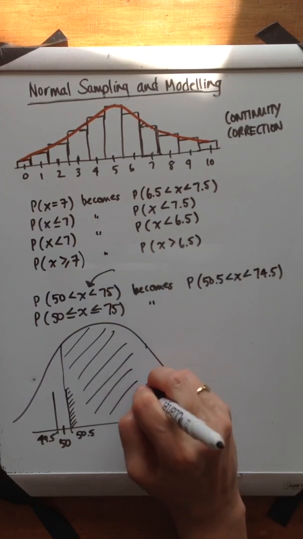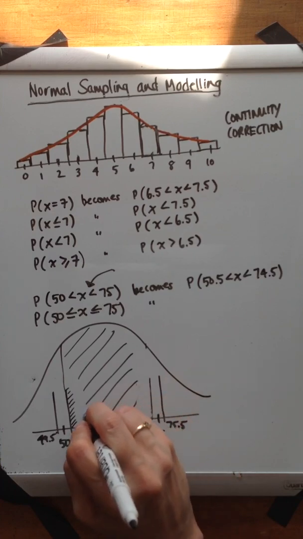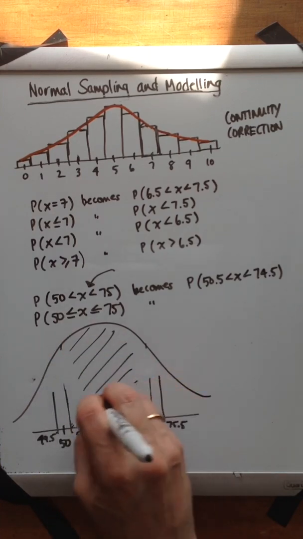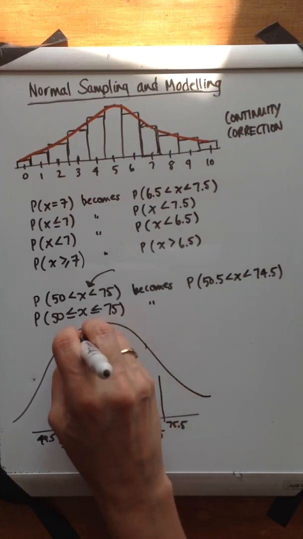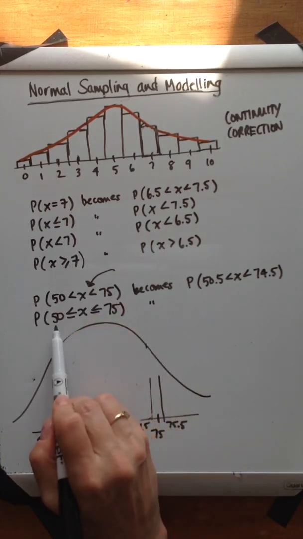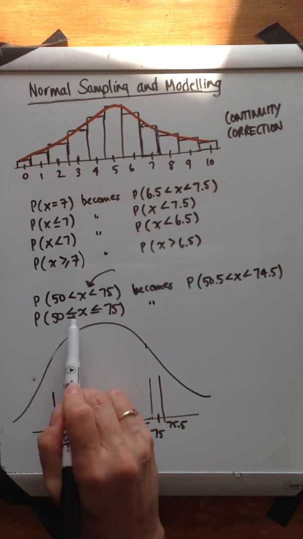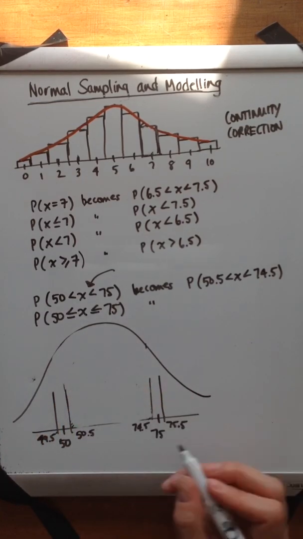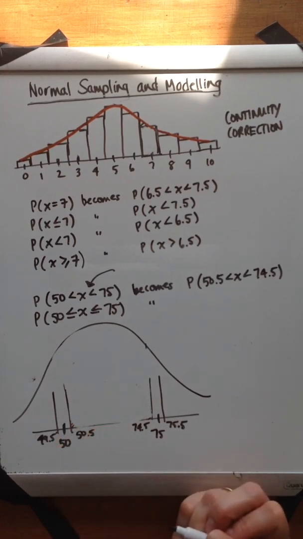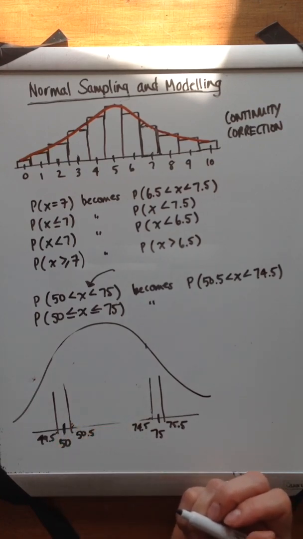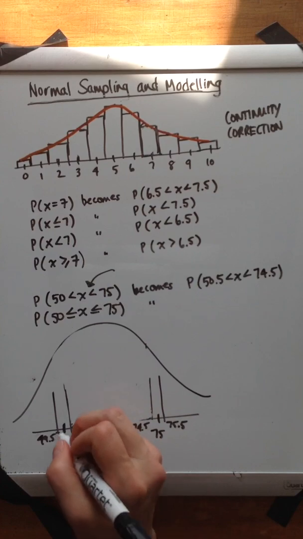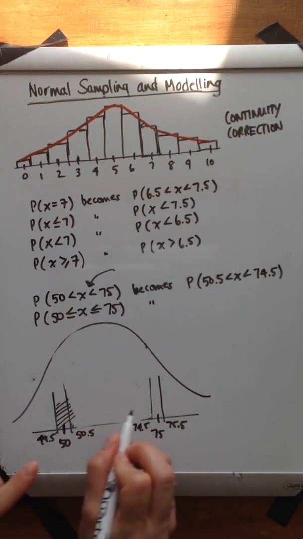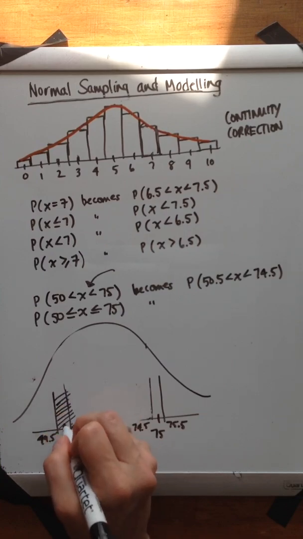Well, let's ask ourselves whether 50 and 75 have to be included in the area under the curve or not. It says 50 has to be less than or equal to x, or x has to be bigger than or equal to 50. So I want 50 to be in the area under the curve. So I'm going to have to start at 49 and a half and go bigger in order to make sure 50 is included.